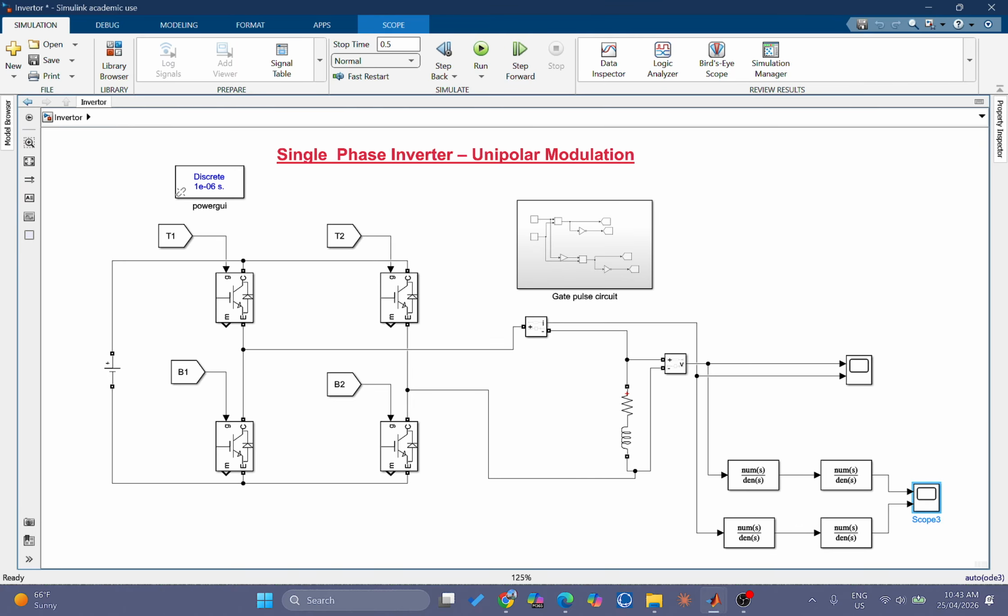Increasing the modulation index increases the AC output voltage. Increasing the switching frequency usually improves the waveform quality, but it also increases the switching losses. Then lower resistance will increase the current and thermal stresses. Higher inductance will smooth the current but increase the phase lag.